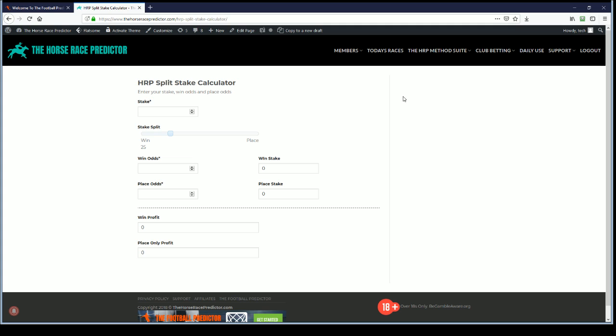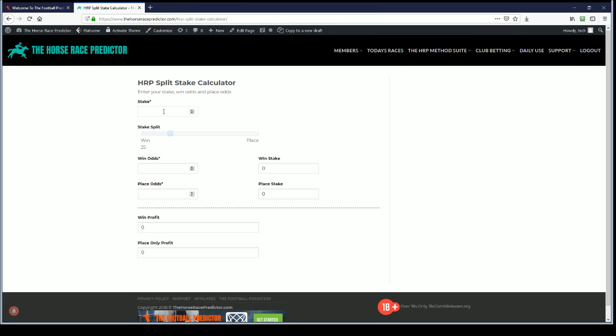We're just looking here at the split stake calculator. Now, what is this split stake? Well, look, each way betting is designed to support the bookmaker's profit, okay? Overall, it's not a great way. You might win some days, but overall, profits will be reduced because of the way the odds are partitioned. Now, the HRP staking plan, our 1.9 split, is a much better way of doing that.